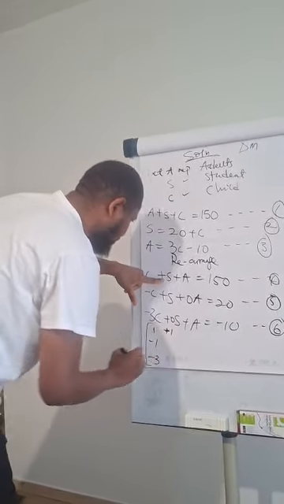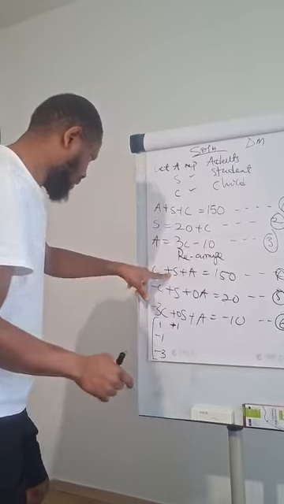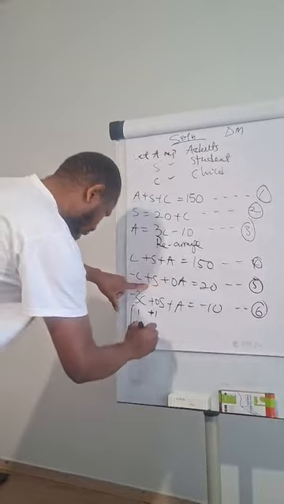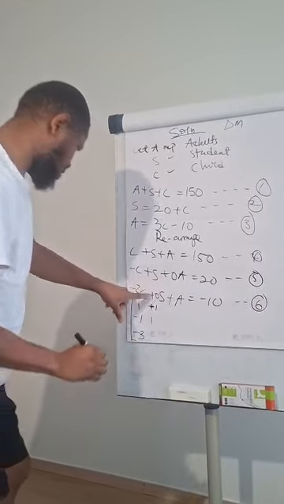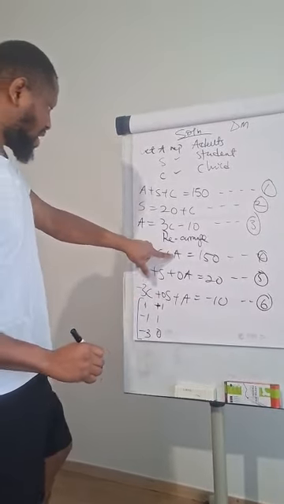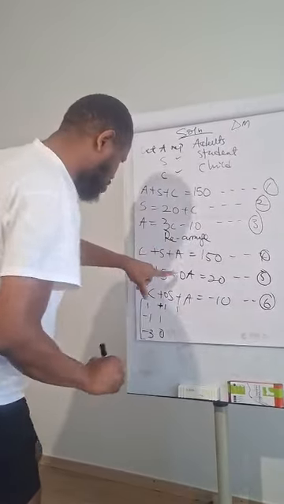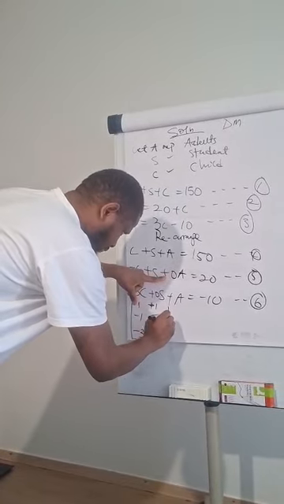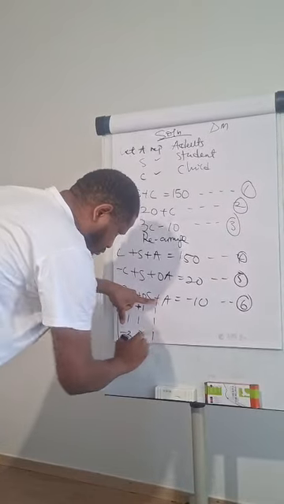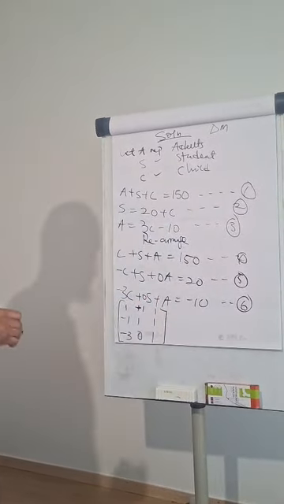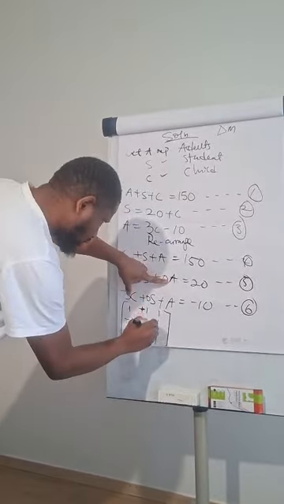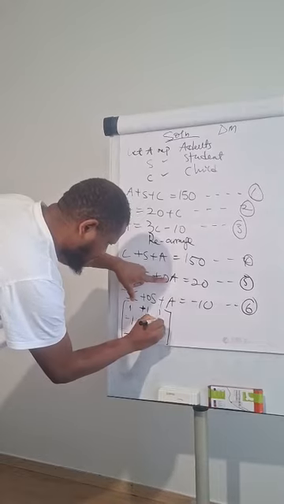1 plus 1 plus 1 and 1 is the same thing. The coefficient of X here is 1. The coefficient of X here is 0. The coefficient of A here is 1. The coefficient of A here is 1. The coefficient of A here is 1 also. Sorry, the coefficient of A here is 0. The middle, the coefficient of A here is 0.